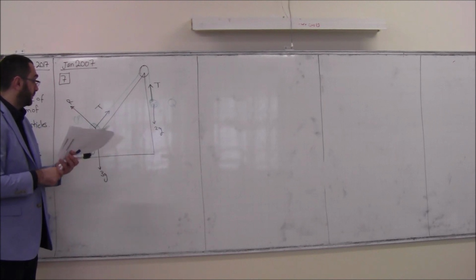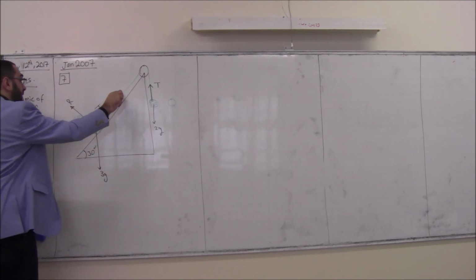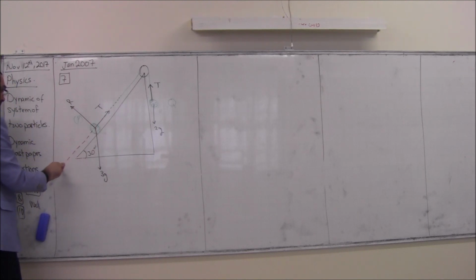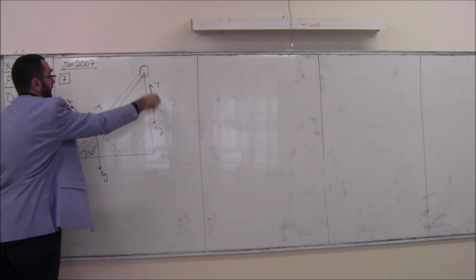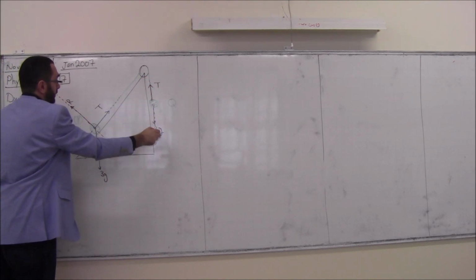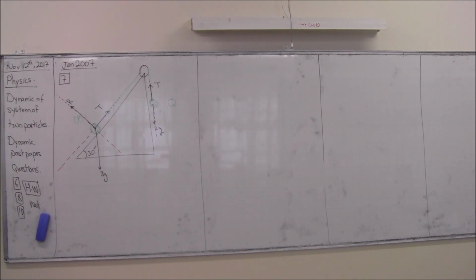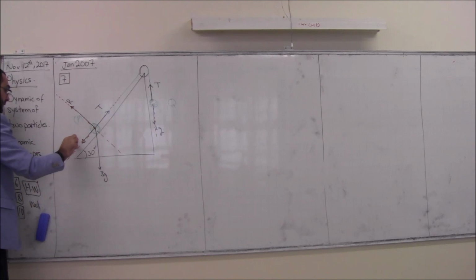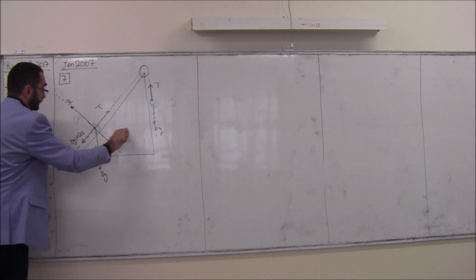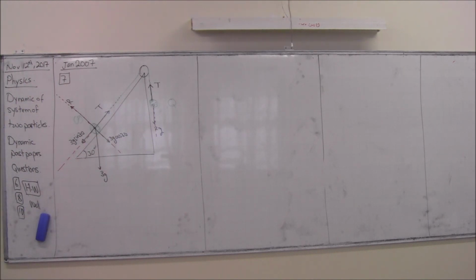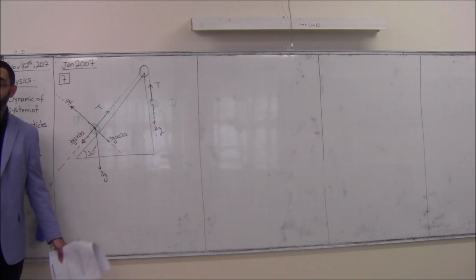Next step. X axis, Y axis. This is the X axis, and this is the Y axis. Directly, here what do we have? 3G sine 30. Here 3G cosine 30. Are there any other forces that should be resolved? No. Clear? No other forces need to be resolved.